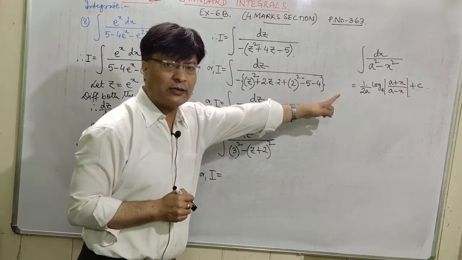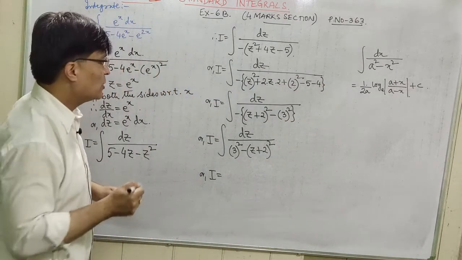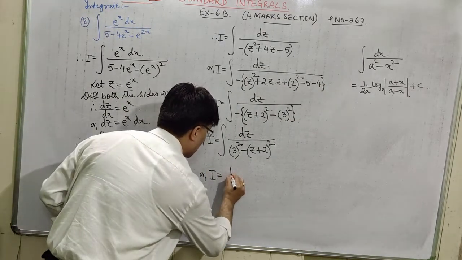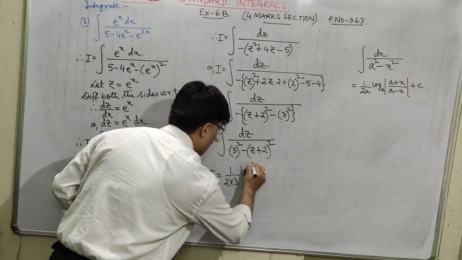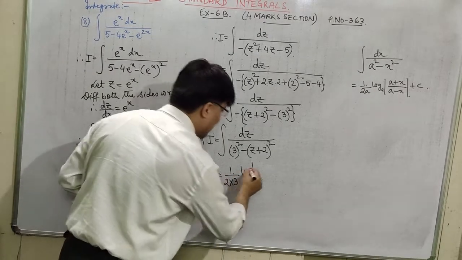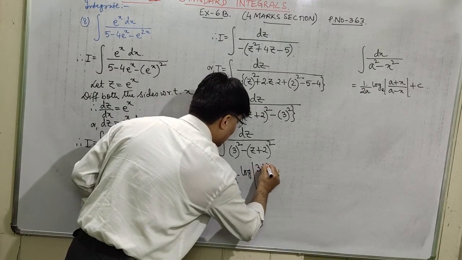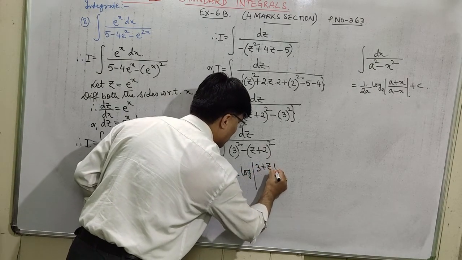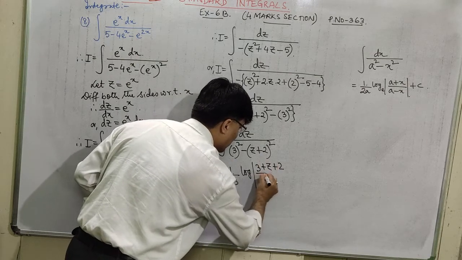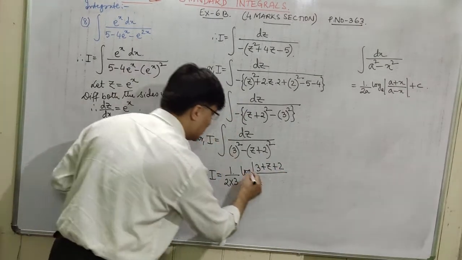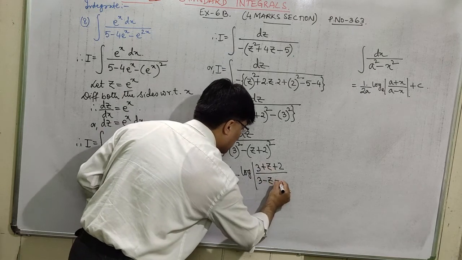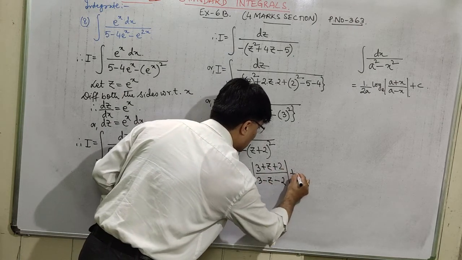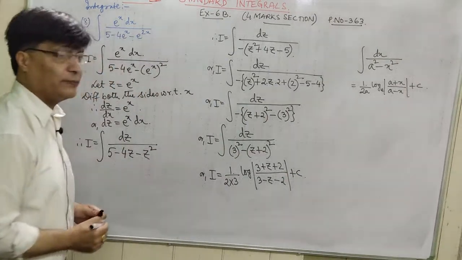So what is the formula that you can use here? This is the third standard integral. So it is 1 upon 2a, that is 1 upon 2 into 3, log within mod. What is a plus x? 3 plus z plus 2. What is a minus x? 3 minus z minus 2, mod sign closed, plus c.